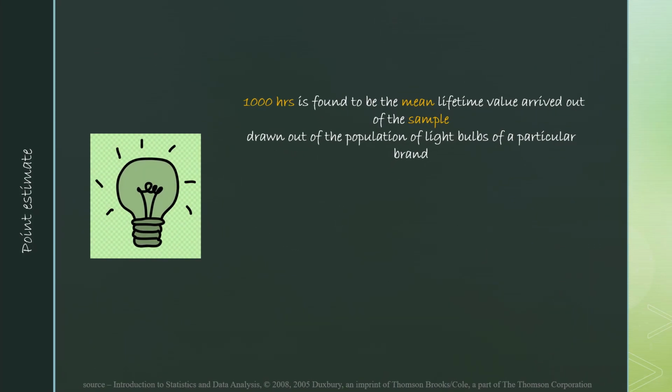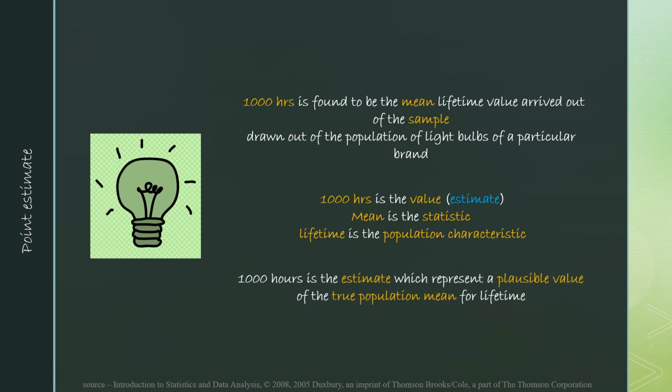For example, 1000 hours is found to be the mean lifetime value arrived out of the sample drawn out of the population of light bulbs of a particular brand, where 1000 hours is the value, in other words the estimate, mean is the statistic, and lifetime is the population characteristic. 1000 hours is the estimate which represents a plausible value of the true population mean for lifetime.